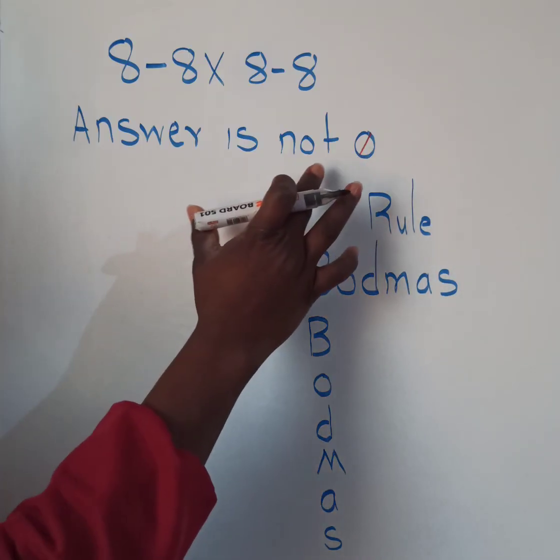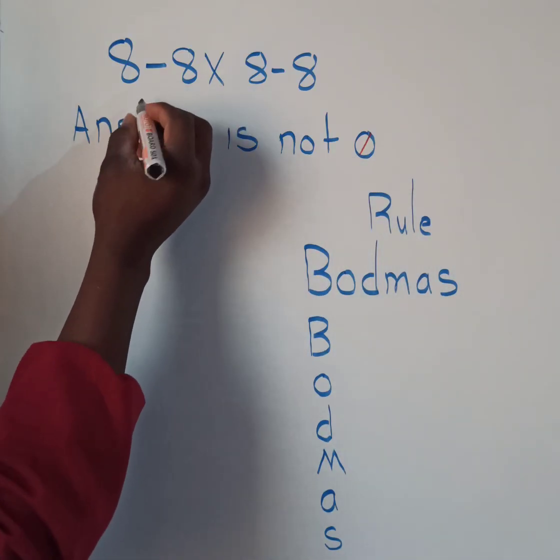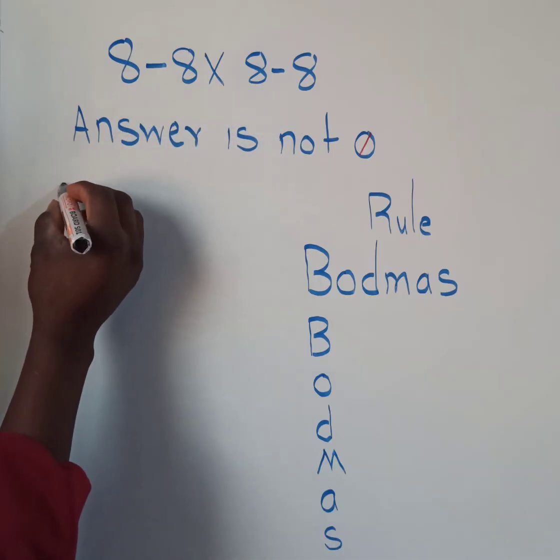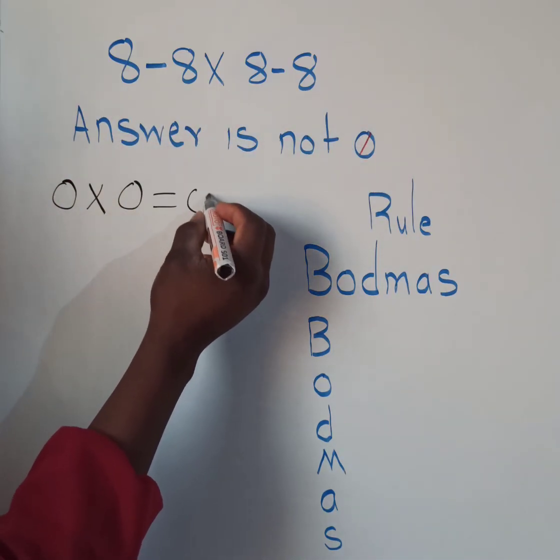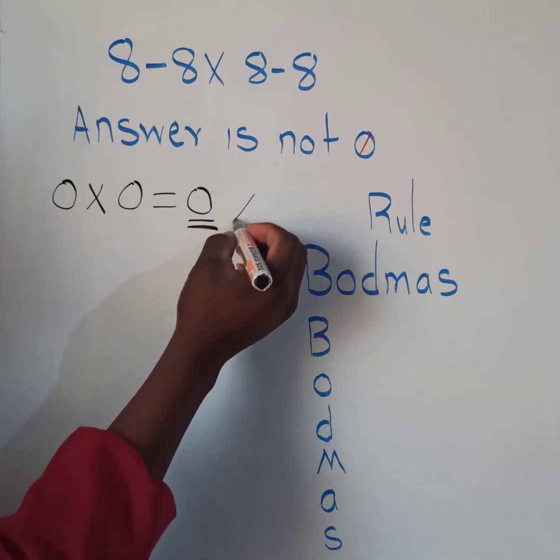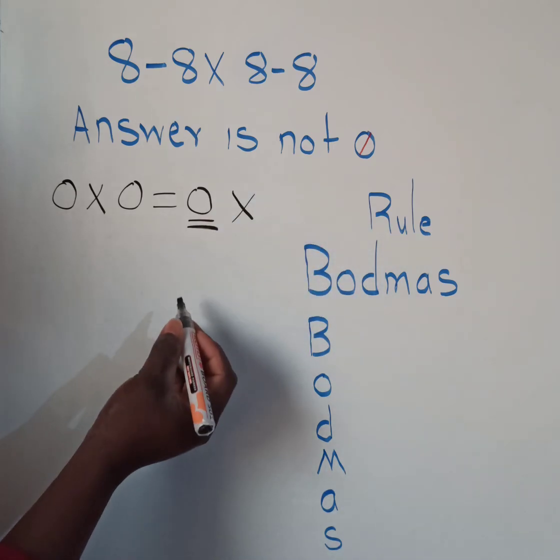So let's see how most of the students get the answer 0. They first start here, 8 minus 8, which is 0, right? Then we put times, and then 8 minus 8 also is 0. So this is 0 because 8 times 8 is the same as 0, but this answer is not correct. So how are we going to get the correct answer?